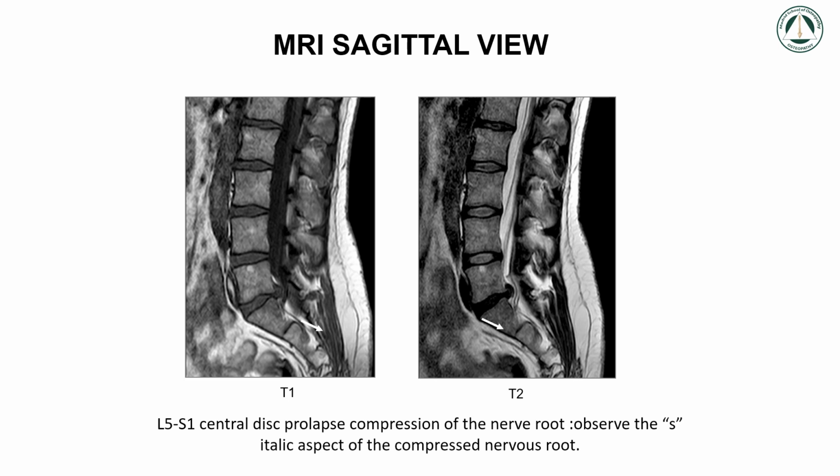These T1 and T2 MRI in sagittal sections show an L5-S1 central disc prolapse with compression of the S1 nerve roots. Observe the italic S aspect of the compressed nerve root due to the mass effect of the herniated disc.